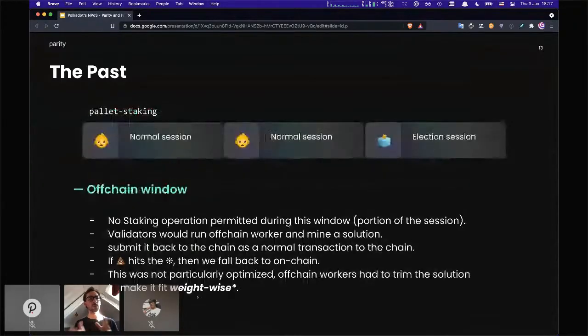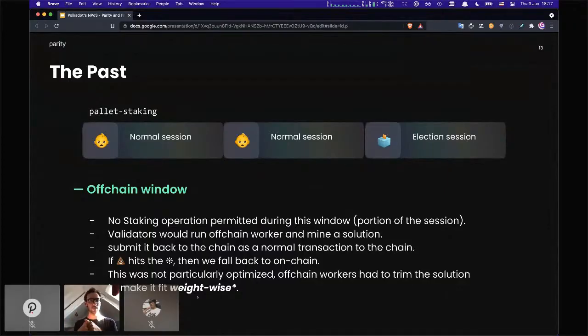And this brings us to the old off-chain fragment model, which was also talked about, I think, about a year and a half ago in some Sub-Zero events, where the pallet staking, which lives in Substrate and is being used in Polkadot, had a mechanism where at the end of the era, off-chain workers would start to compute the election result and submit it back to the chain as a transaction.